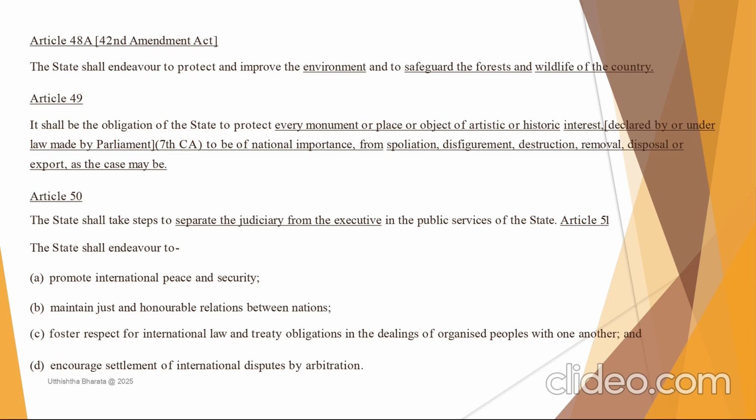Article 43B, inserted by 97th Amendment Act 2011. The state shall endeavour to promote voluntary formation, autonomous functioning, democratic control, and professional management of cooperative societies. Article 44. The state shall endeavour to secure for the citizens a uniform civil code throughout the territory of India.